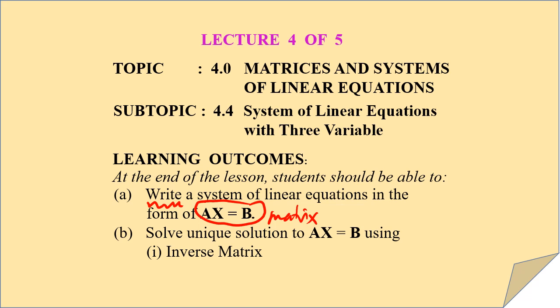And then you have to know how to solve the unique solution of AX equal to B using the first method, which is the inverse method. So we should know how to solve this system by using the first method, which is inverse matrix. On the next lecture, we are going to focus on the second method.